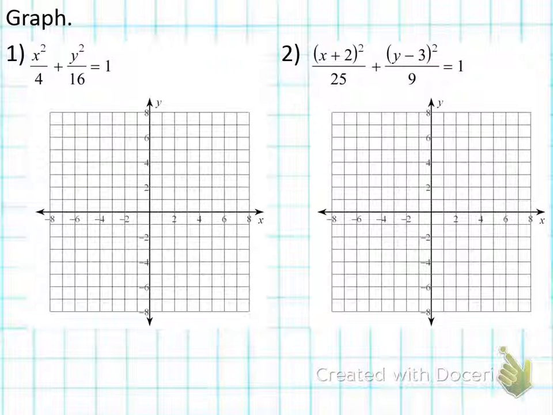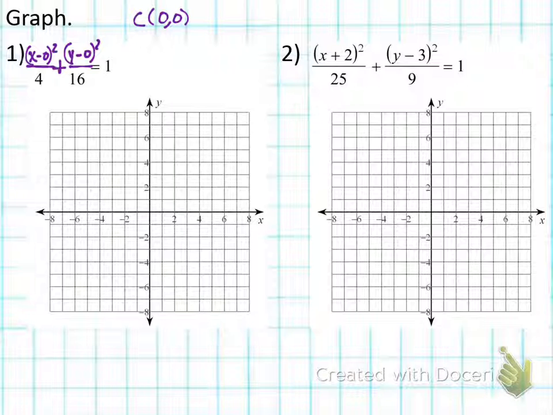Okay, so number 1. It says x squared over 4 plus y squared over 16 is equal to 1. So I know this is in the correct form, but I don't see an h and k up here. What number represents something that's not there in math? 0, right? So I could rewrite this. Instead of x squared, I could write it as x minus 0 squared. Right? And then same thing with y squared, I could rewrite that as y minus 0 squared. So now I know that my h and k are 0, 0 respectively. Okay, so I'm going to write that down on the side as 0, 0.